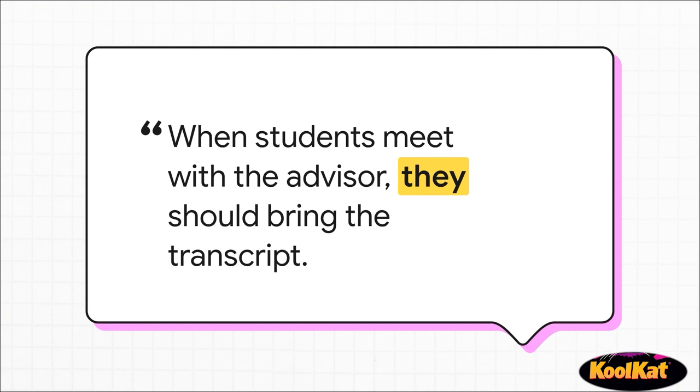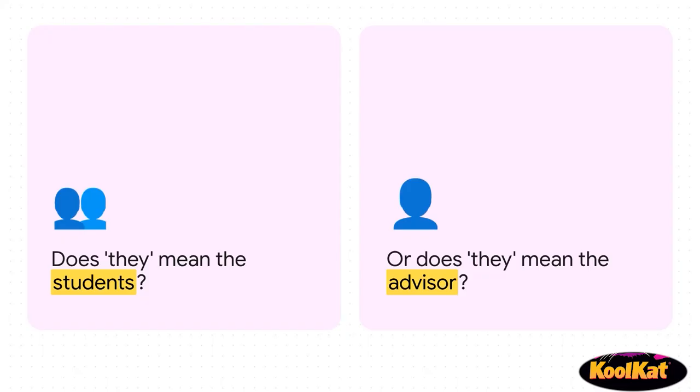Okay, let's look at a classic GED-style example. You'll see sentences just like this one. It says, when students meet with the advisor, they should bring the transcript. Now, the big question is, who is they? And here is the heart of the problem. Does they mean the students, or does they mean the advisor? Grammatically, it could be either one. And because the sentence could mean two different things, it's considered ambiguous. On a standardized test like the GED, any ambiguity, any little bit of confusion, well, that's an automatic error.